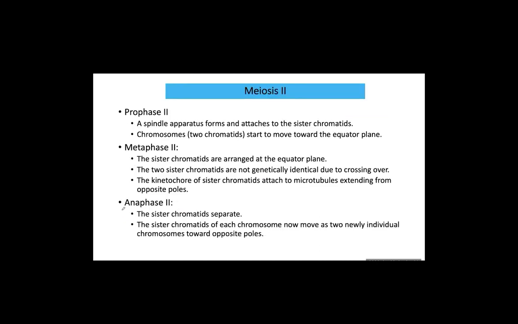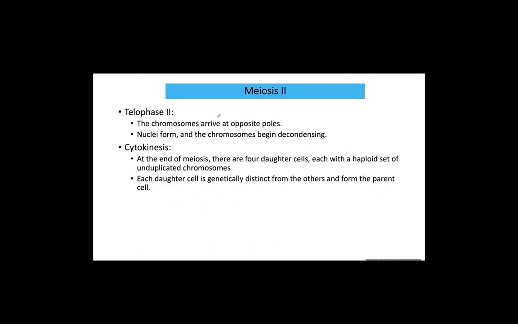So this is another description of each phase of meiosis 2. You can read through what the main event is in prophase 2, metaphase 2, and anaphase 2. It's pretty much similar to mitosis in terms of separation of sister chromatids. Now, telophase 2: nuclei form and chromosomes begin decondensing to form chromatin. In telophase 2, cytokinesis occurs immediately.